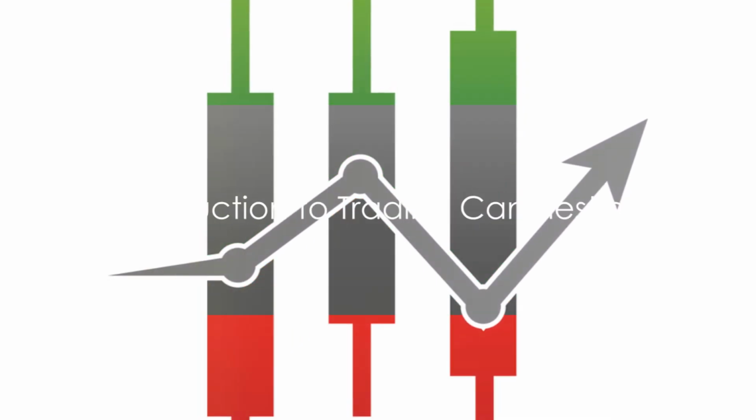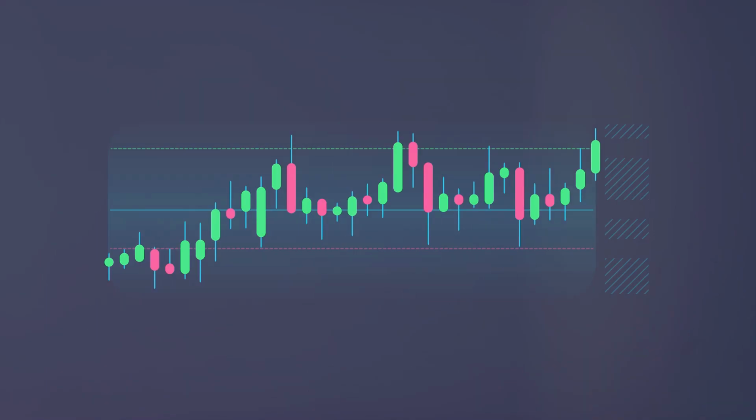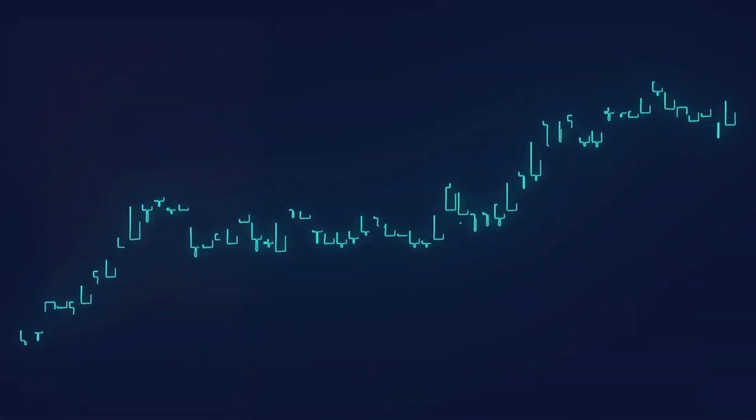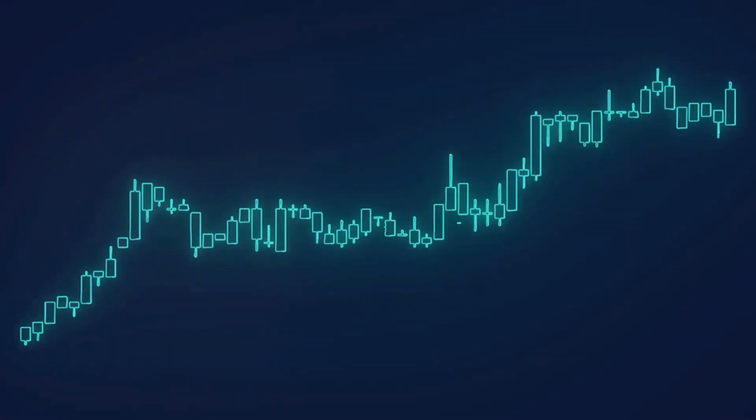Ever wondered how to read trading candlesticks? Well, you're in for a treat. Trading candlesticks, or simply candlesticks, are like the alphabet of the trading language. They are graphical representations that depict price movements of a security, derivative, or currency over a specified time period.